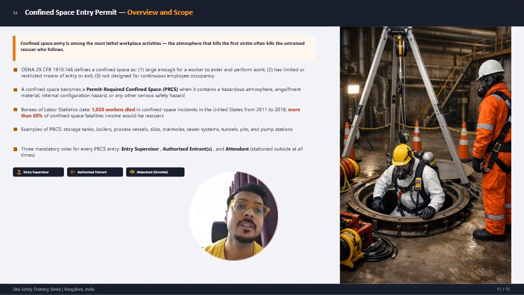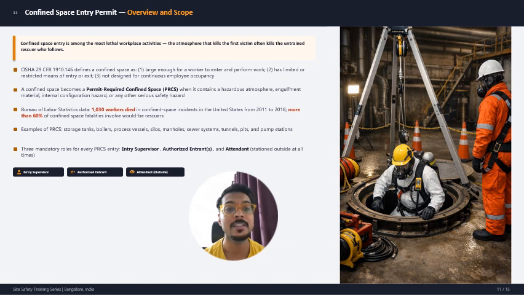Now, confined space entry. Confined space entry is among the most lethal workplace activities. The atmosphere kills the first victim, and often it kills the untrained rescuers who follow. OSHA 29 defines a confined space as large enough to enter and perform work, having limited or restricted means of entry or exit, and not designed for continuous employee occupancy.